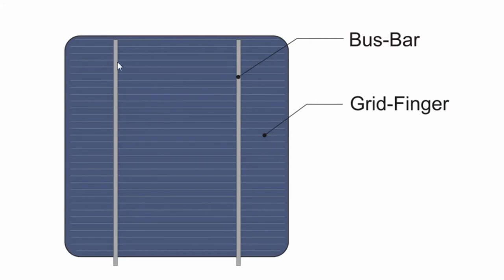Then you have the bus bars, formerly 2 bus bars. Nowadays, modern solar cells have up to 5 bus bars in order to carry the relatively high current, which is up to 16 amperes in the new solar cells.